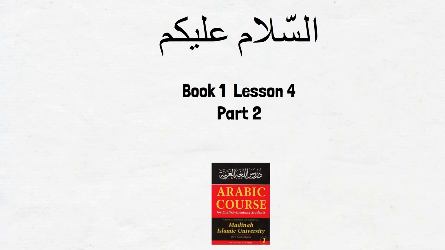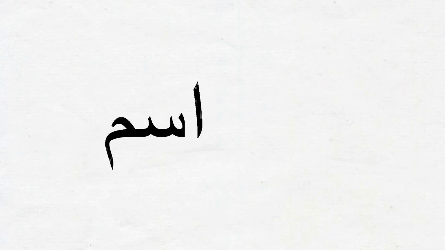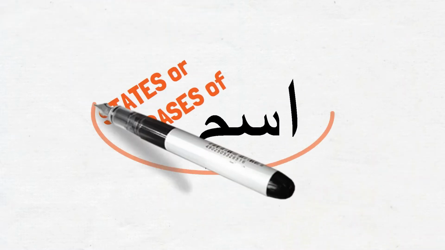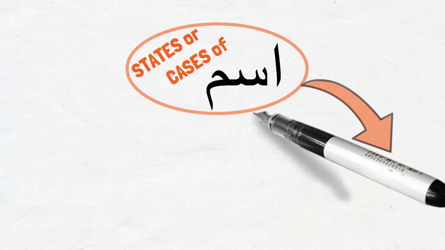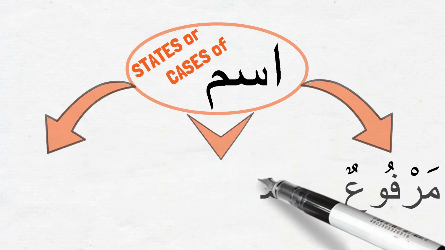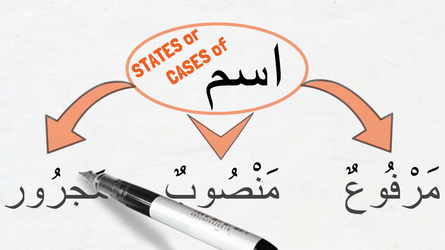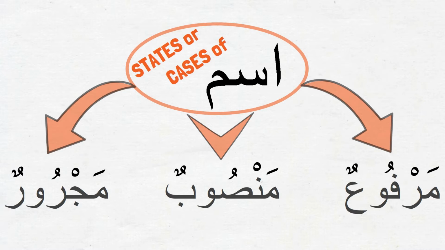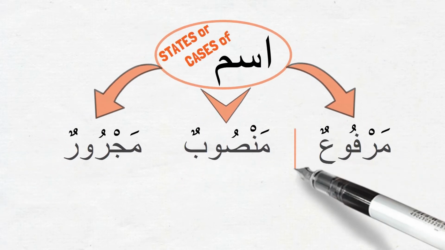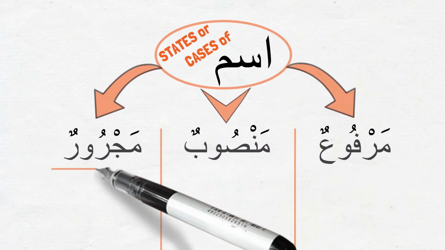Today we will talk about the states of ism. An ism in Arabic can take 3 different states depending on its function in a sentence. They are marfu', منصوب, and مجرور. Can you repeat after me? مرفوع, منصوب, مجرور. Let me show you what these states are all about.